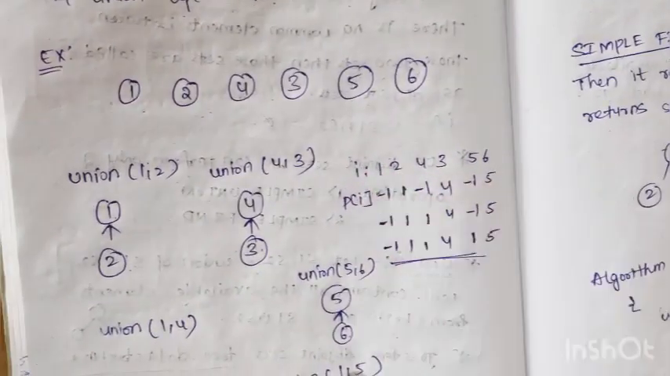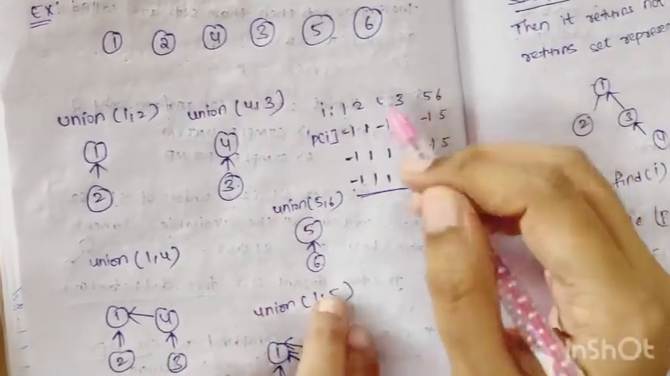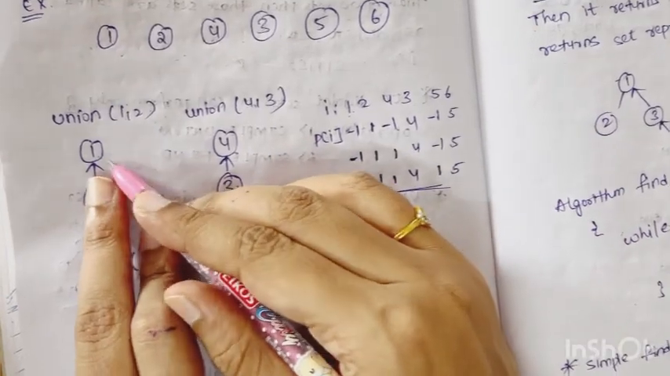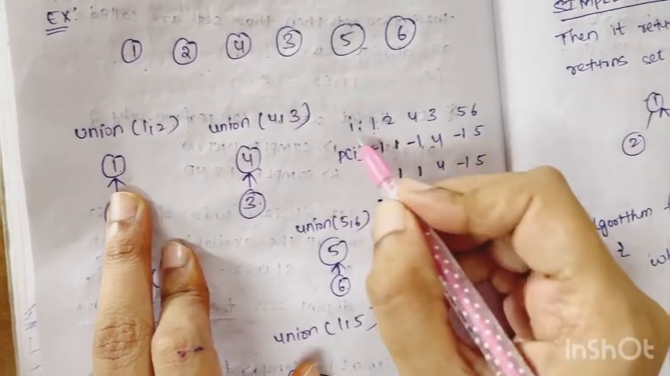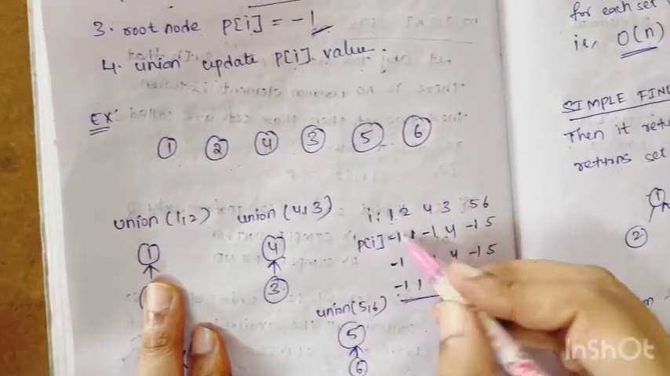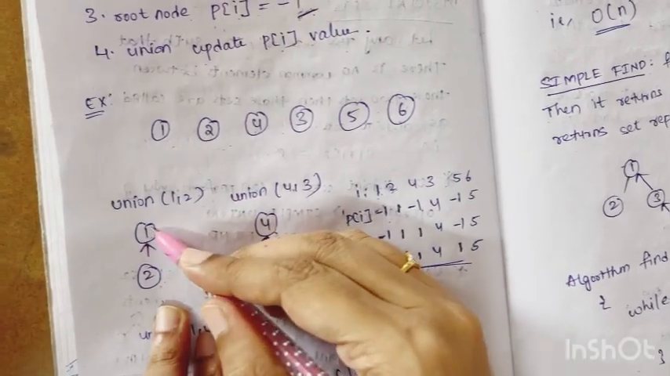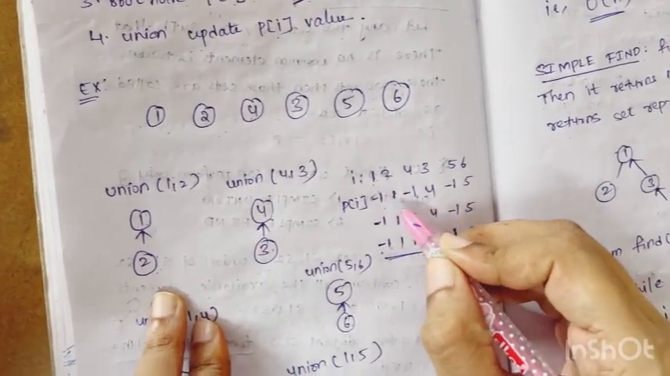Now we will write the parent nodes of each and every subtree: 1, 2, 3, 4, 5, 6. What is the parent node value of 1? Because it is a root node, we have seen that we have to write -1. So that is -1. What is the parent node of 2 here? 1. So you have to update 1 here.